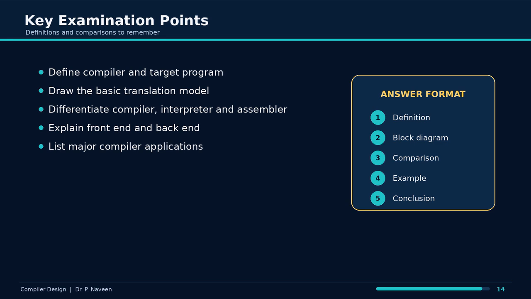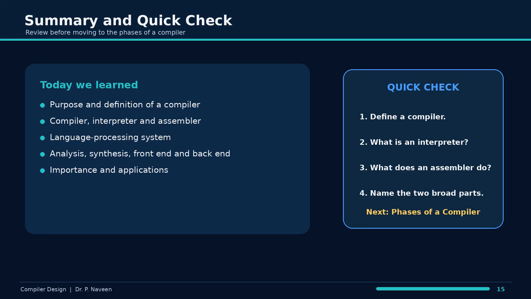A compiler normally translates the complete program. An interpreter translates and executes the program step by step. Assemblers convert assembly language into machine language. The front end mainly checks the source program. The back end mainly generates the target program. A compiler is a part of a larger system. The system may contain a preprocessor, compiler, assembler, linker, and loader. When you write examination answers, draw a simple block diagram and also write one small example. This will make your answers clear and complete.